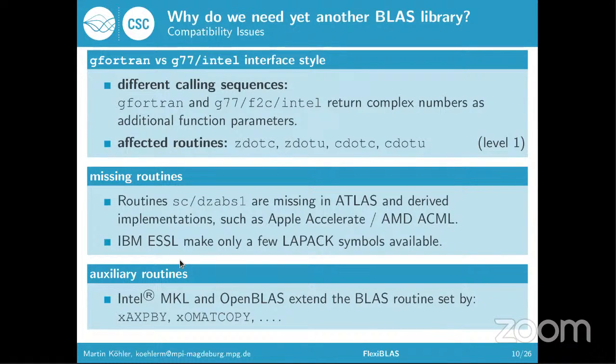And then there's something new happening. So there are now some extensions, for example, this alpha times a vector plus beta times a vector routine, copy routines that are not part of the official BLAS library, but are included in MKL and OpenBLAS. So yeah, we have to somehow deal with these compatibility issues so that we can ensure the users link every time against the same library, and no matter what BLAS they are using in the back, they have all the routines available.